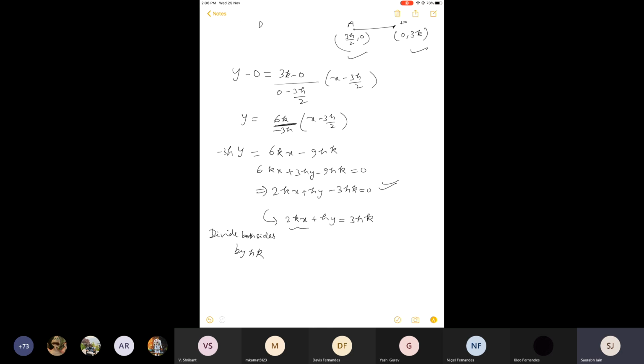So when you divide this term by hk, what happens? Answer is 2x upon h. When you divide this term by hk, the answer will be y by k. And when you divide 3hk by hk, you will get 3. This is the answer. So all the answers are correct. Because in an objective question, you have the options, so you know till which step you have to solve. In subjective, all the answers are correct. This answer is also correct. This is also correct.